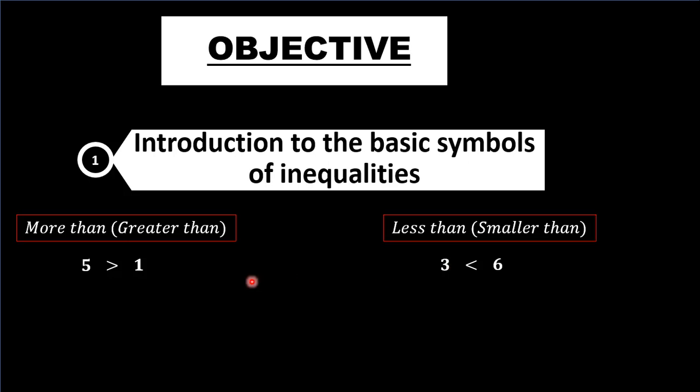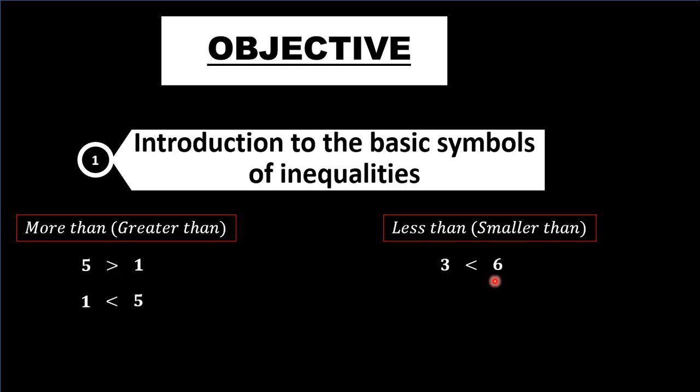Inequalities can also be read from right towards the left, and we often need it. If we say 5 is greater than 1, instead we will move from right towards the left and we will say 1 is smaller than 5, and it is the same as saying 5 is greater than 1. Similarly here, 3 is lesser than 6, and if we read it from right towards left, we will say 6 is greater than 3, and it is the same as saying 3 is smaller than 6.